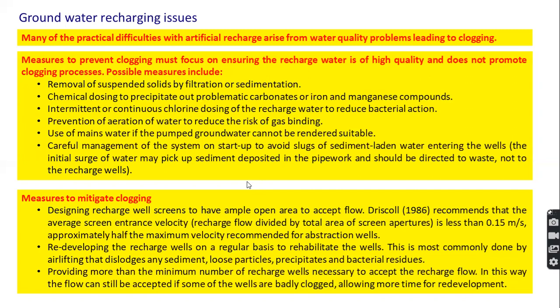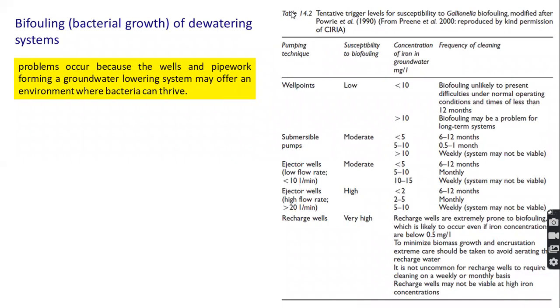So you can see in the right hand side there's a figure. This figure explains the frequency of cleaning of recharge wells. Not only recharge wells, but different dewatering systems: well point, submersible, ejector wells, and so on. Recharge wells are also there. When the iron concentration is high, you have to clean frequently. So that's the general recommendation. If the iron concentration is less, then about 1 month, or in some cases a 3 month interval is enough.